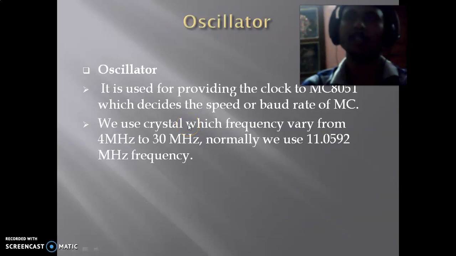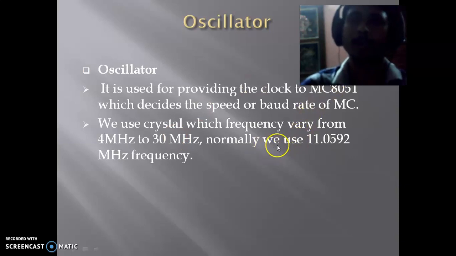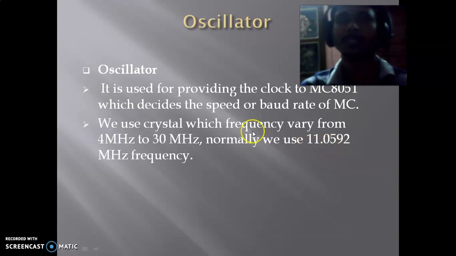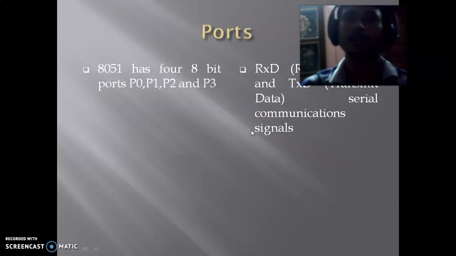So next is the oscillator that I already discussed. This is an important part, by which we provide the operating frequency of the 8051 microcontroller. Generally a frequency of 4 MHz to 30 MHz is provided using a crystal oscillator, and normally we use 11.0592 MHz in the 8051 microcontroller.